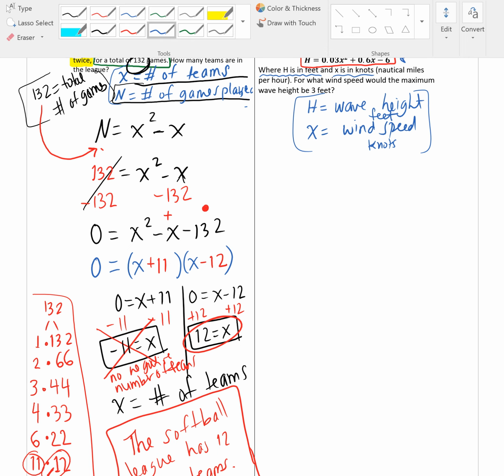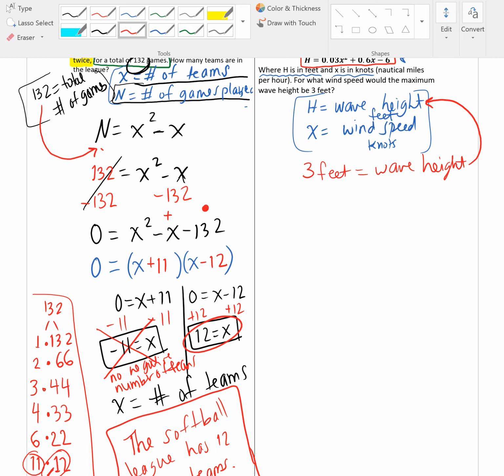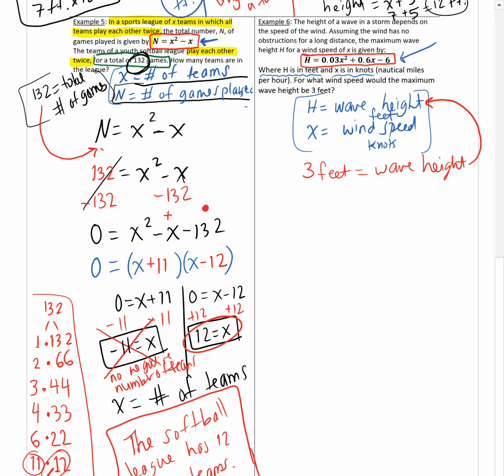Alright, so really they're just giving me one number like in the last one. I just have to figure out, is this x or is this h? Well, they gave me that 3 feet is the wave height. So I just got to figure out, was the wave height h or x? That was h, right? So in the equation that they gave me, I'm going to replace h with 3. That's pretty much it, and then try to solve it.